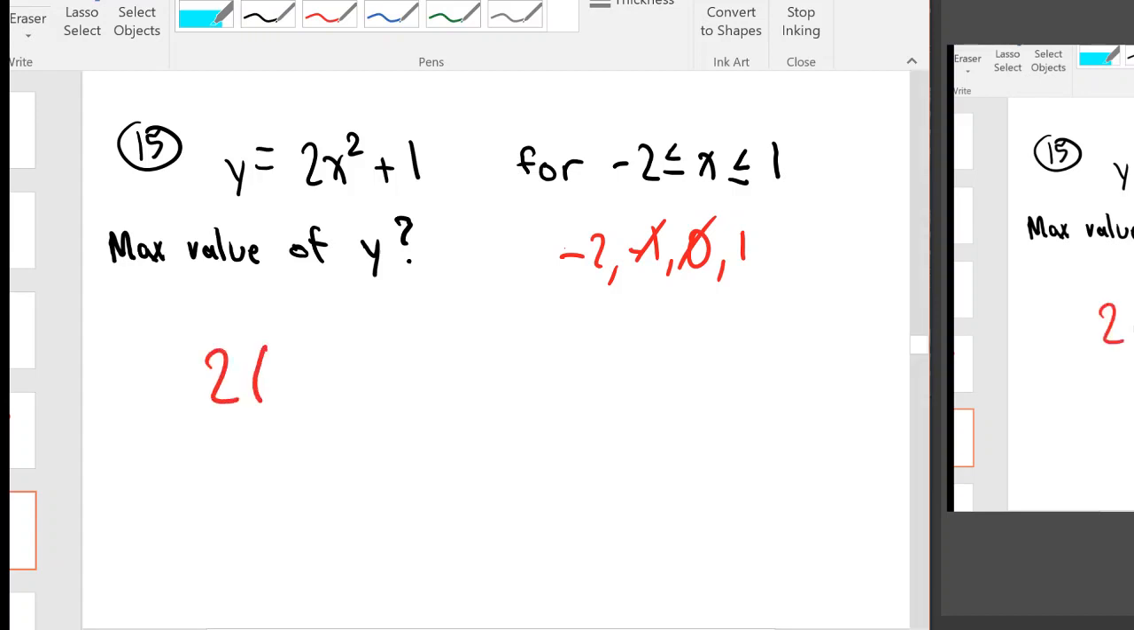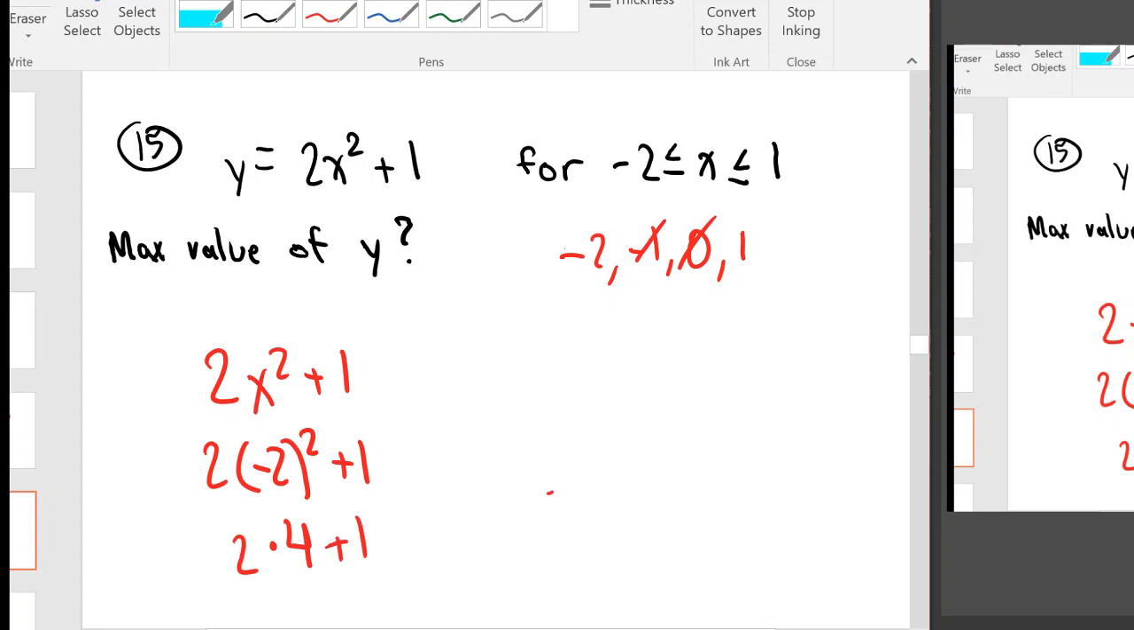So you have 2, and you have x squared. Remember, you always want to put the value in parentheses. So right now, 2x squared plus 1. So I'm going to do 2 times negative 2 squared plus 1. Right? A negative and a negative is going to give me a positive. I have to use my exponents first. So this is 4 times 2 plus 1. That's going to give me 9.